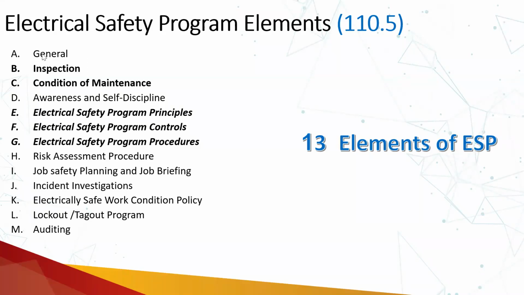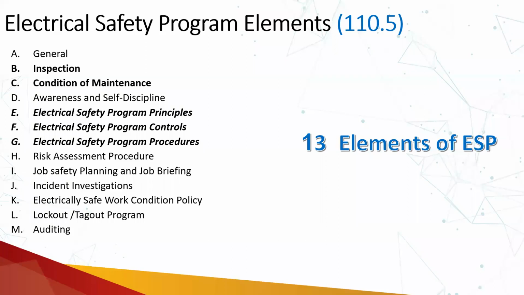So it starts with some general requirements. General requirement, then inspection, the condition of maintenance, awareness and self-discipline, electrical safety program principles, controls and procedures, the risk assessment procedure. It talks about the job safety planning and briefing, incident investigation, and electrically safe work condition policy, then lockout and tagout, and auditing requirements.